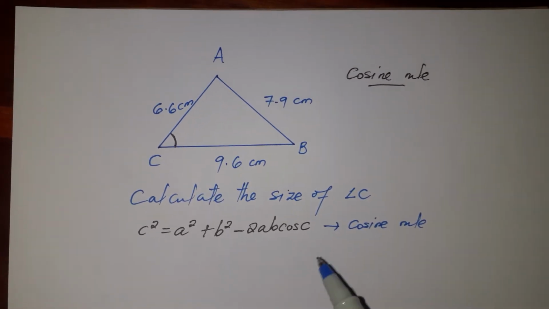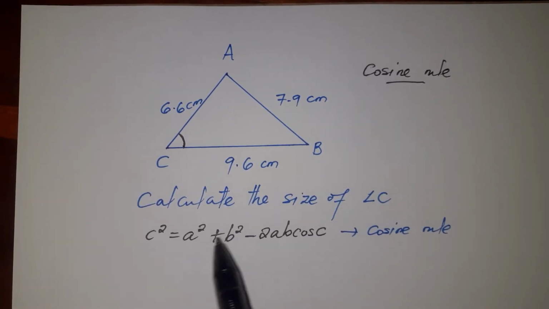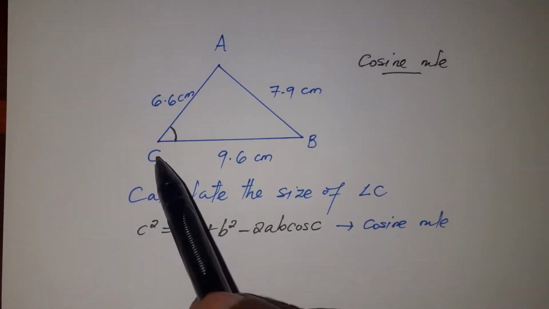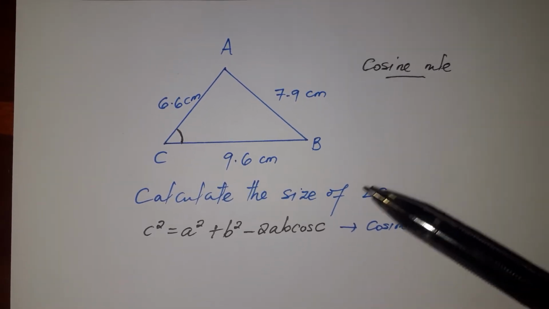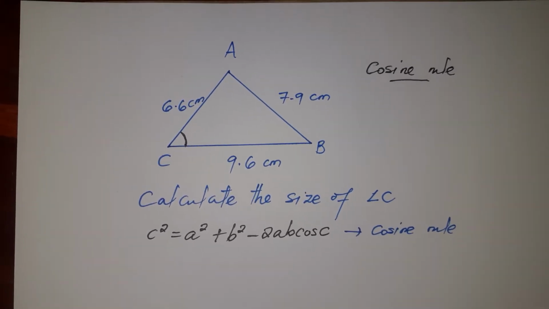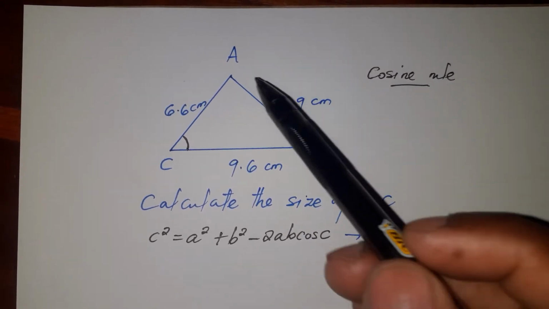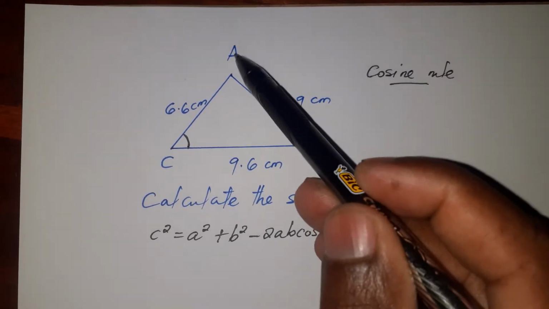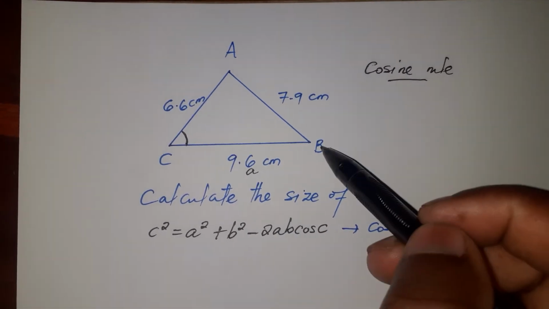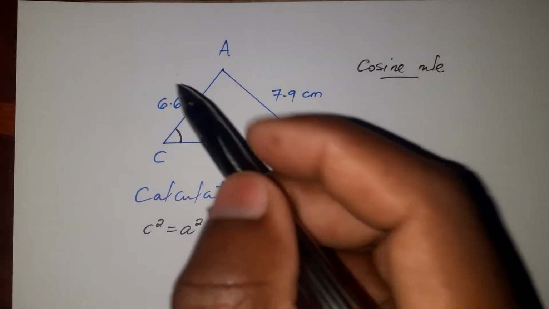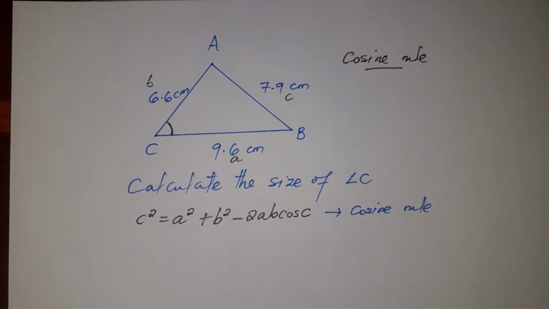Now, if you look at what we have in our formula, we have C, A, and B. They are all small letters, while in our diagram we have capital letters. The small letters are actually the sides that are opposite to the corresponding angles. Our small a is this side, which is opposite to A. Our capital B is there, the opposite side is here, that becomes our small b, and obviously our c is here.